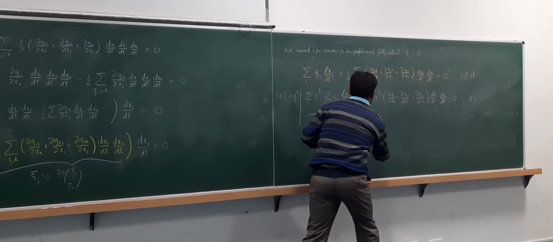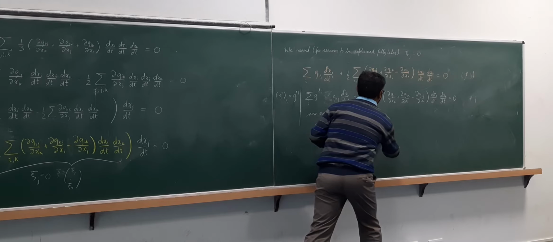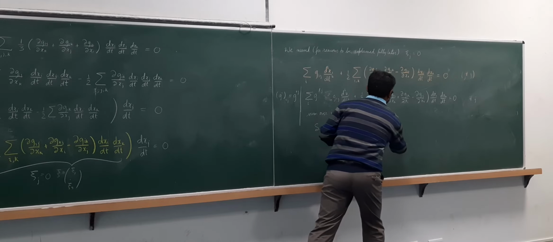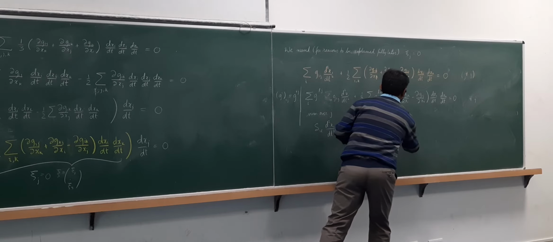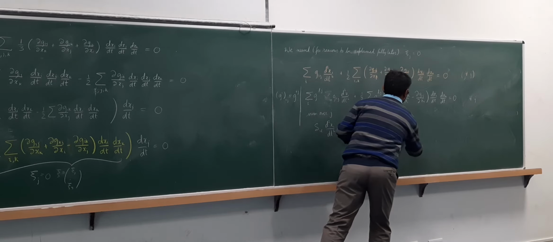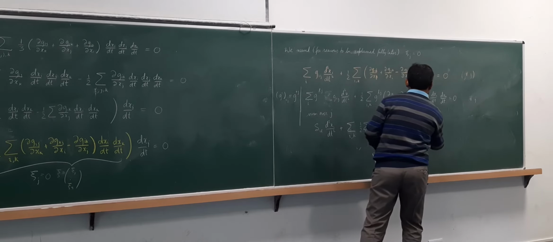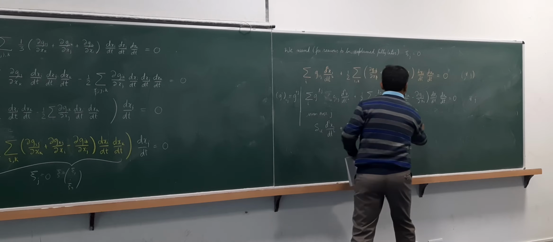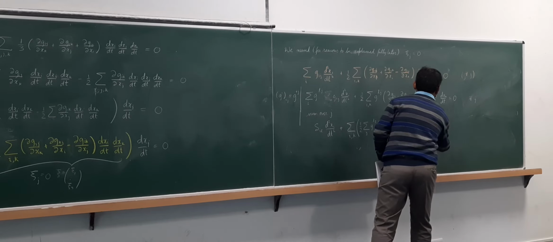Half of summation. This is j. G to the Lj. Del G ij over del xk, del G jk over del xi, and del G ij over del xk, into this whole thing. This identity. Right?